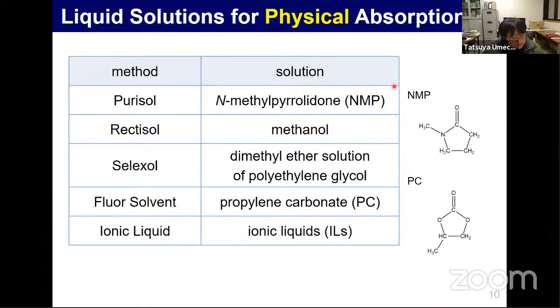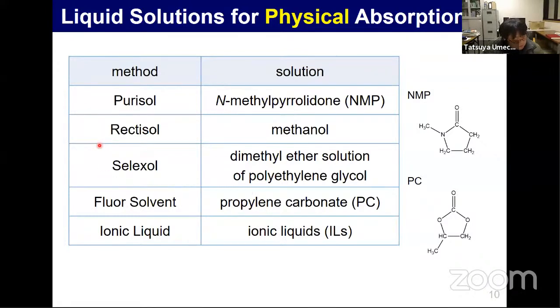The liquid solutions for the physical absorption are listed in this table. These liquid solutions are actually used and developed in Japan. The common feature of the upper four liquids, N-methylpyrrolidone, methanol, dimethyl ether, polyethylene glycol, and polypropylene carbonate, is that the molecules have one or more oxygen atoms, as well as carbon and hydrogen atoms.